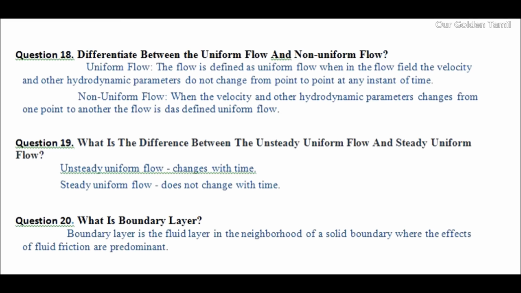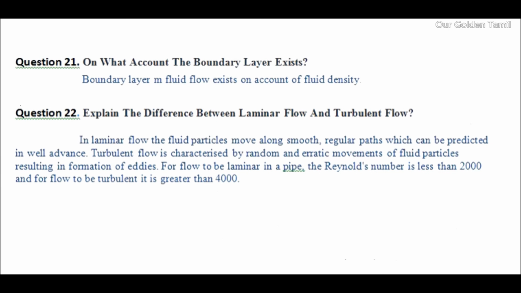Question 19. What is the difference between unsteady uniform flow and steady uniform flow? Unsteady uniform flow changes with time. Steady uniform flow does not change with time. Question 20. What is boundary layer? Boundary layer is the fluid layer in the neighborhood of a solid boundary where the effects of fluid friction are predominant.